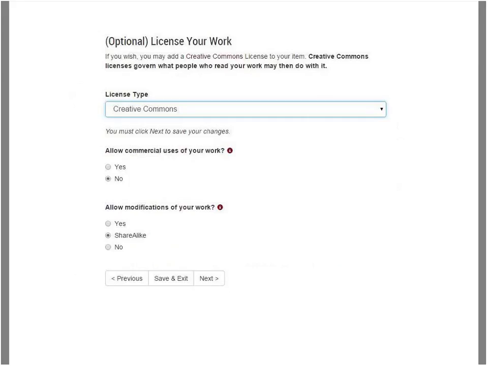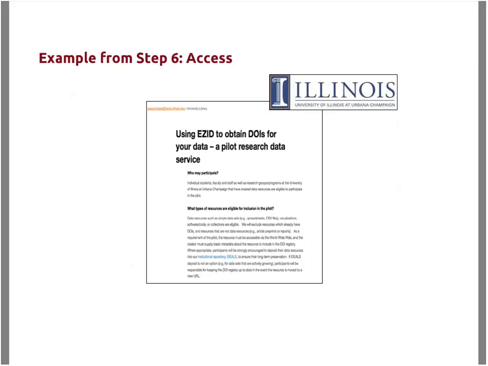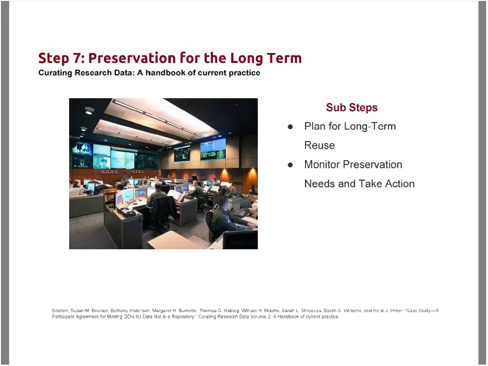Another example around step 6 for access was the University of Illinois at Urbana-Champaign and their service to mint DOIs, not just for data sets that are housed in their repository, but as a service for data that are housed elsewhere. And they did an excellent job of describing some of the thought process that went into providing that service in the book. And then step 7, preserving the data for the long term.